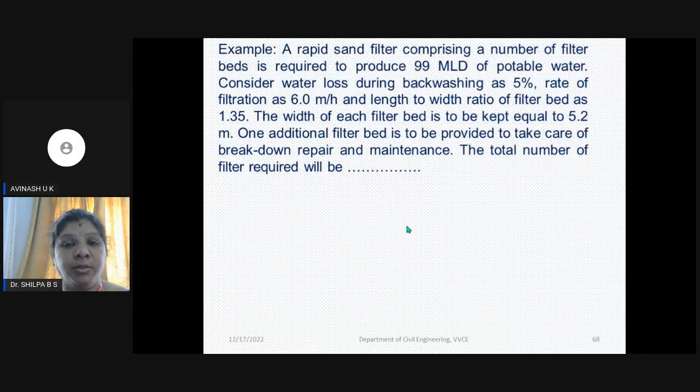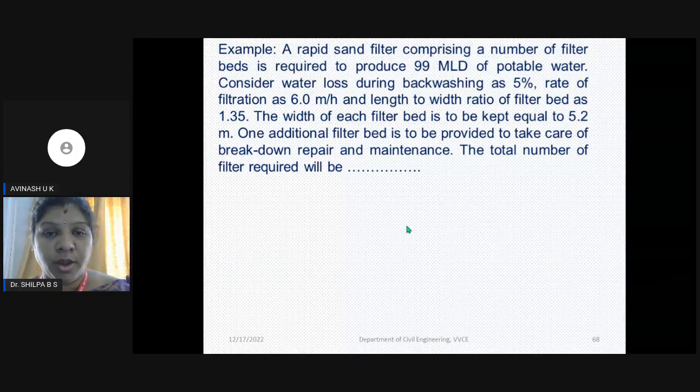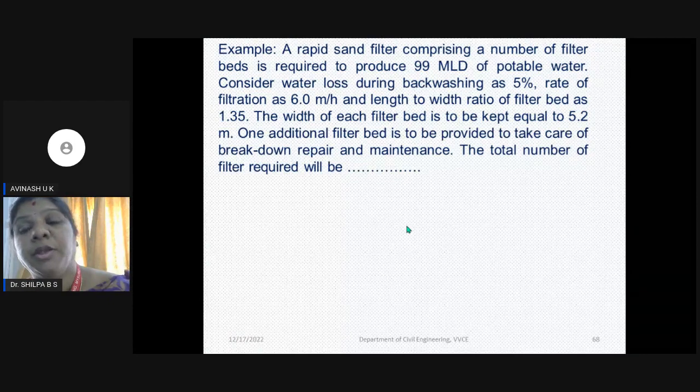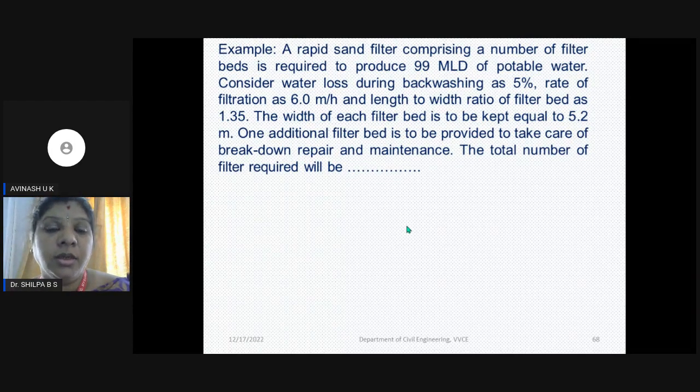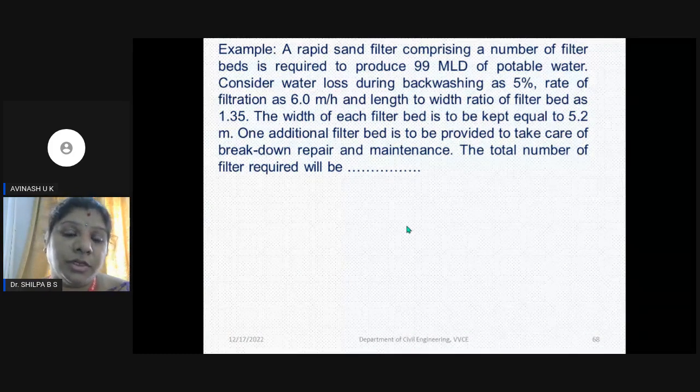Similarly, another problem: a rapid sand filter comprising a number of filter beds is required to produce 99 MLD of potable water. Considering the water loss during backwashing is 5%, the rate of filtration as 6 meter per hour, and the length to width ratio of the filter bed is 1.35. The width of each bed is kept equal to 5.2 meter, and one additional filter bed is to be provided to take care of breakdown or repair. What is the total number of filters that is required?